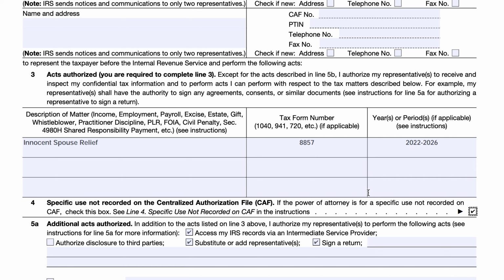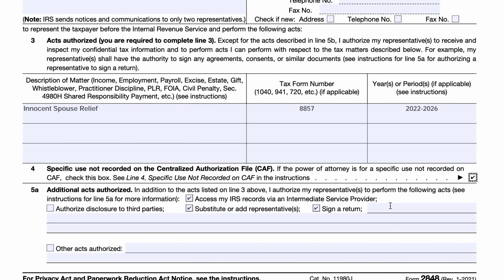Other applications, like a whistleblower submission, would be on IRS Form 211. Certain religious members can apply for an exemption from self-employment tax. That would be on IRS Form 4361. So there may be other one-off situations where you want to specifically authorize a use that's not otherwise recorded, and you would describe that in line 5A.